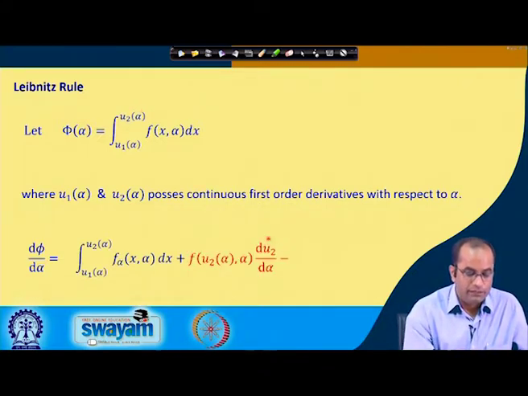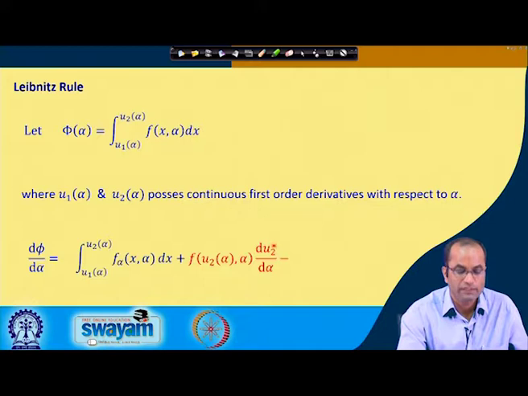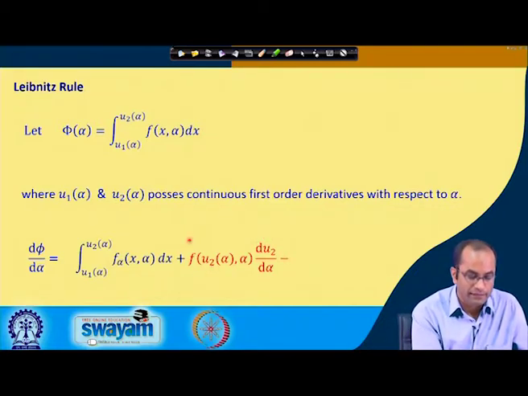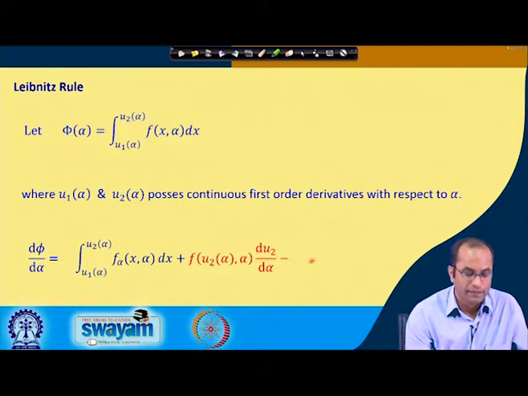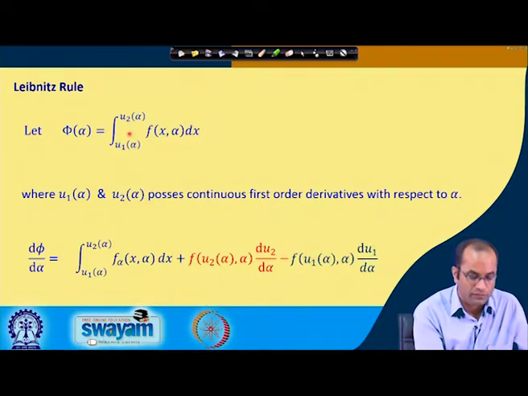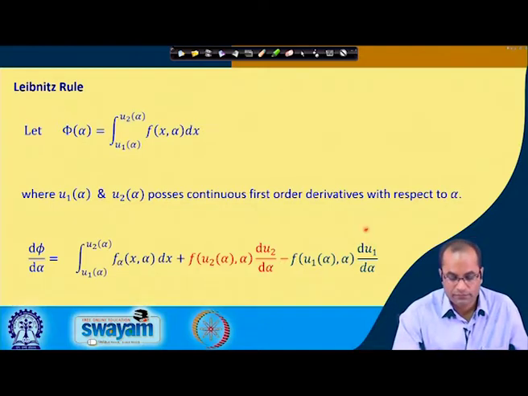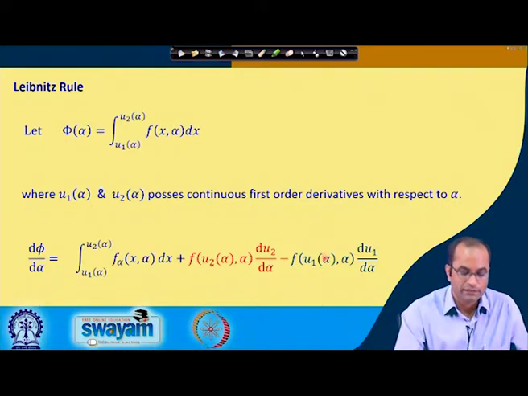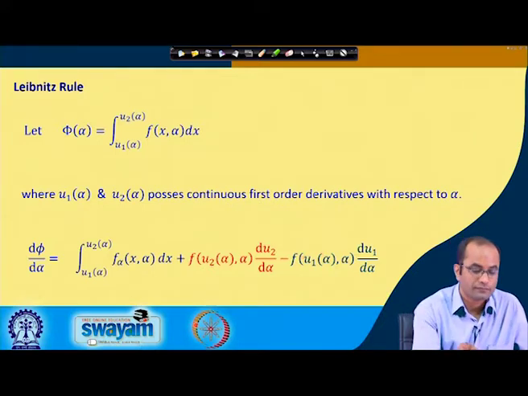Plus the derivative of the upper limit: du2 over d alpha, the ordinary derivative because u2 depends only on alpha. And in the integrand f(x, alpha), the x is replaced by u2(alpha). Then minus, for the lower limit, the derivative of the lower limit du1 over d alpha, with the integrand evaluated at u1(alpha). So that is the rule, and it is easy to remember.